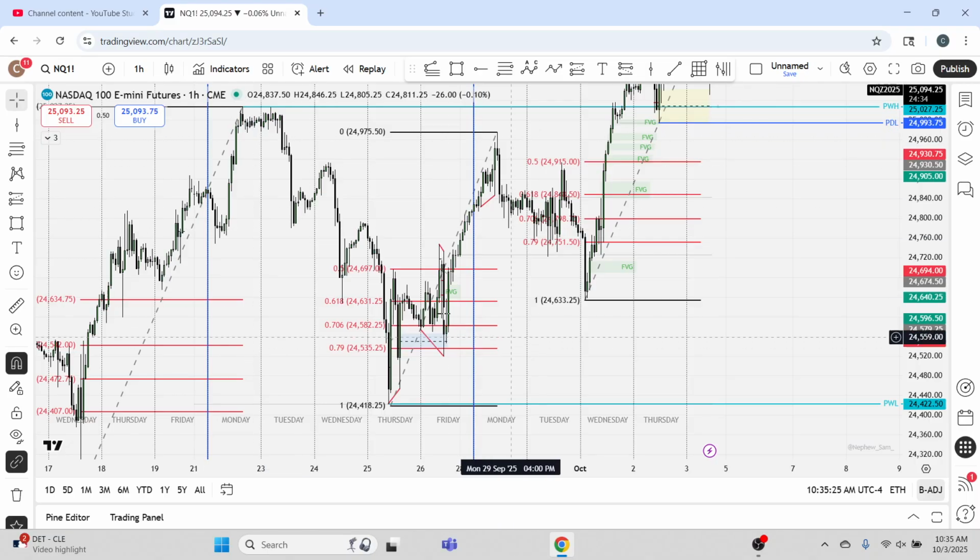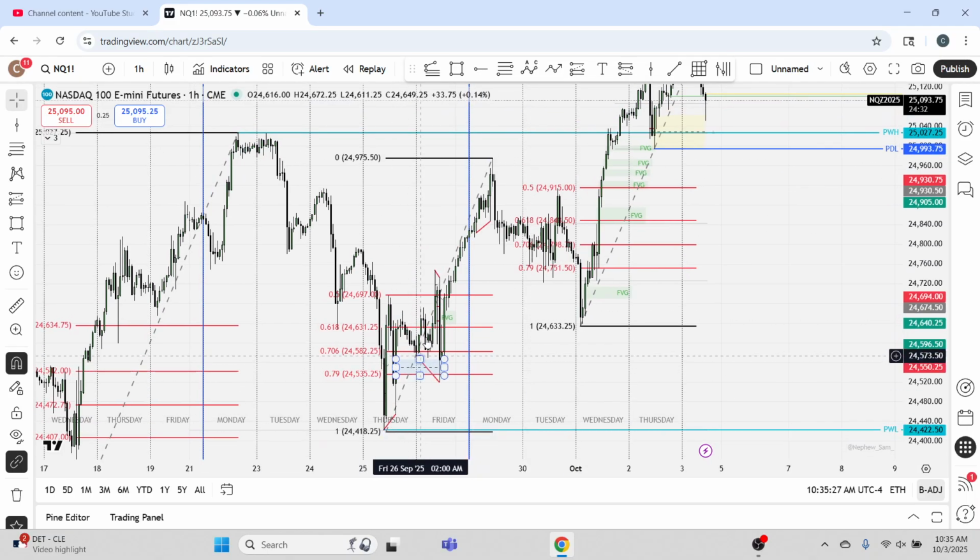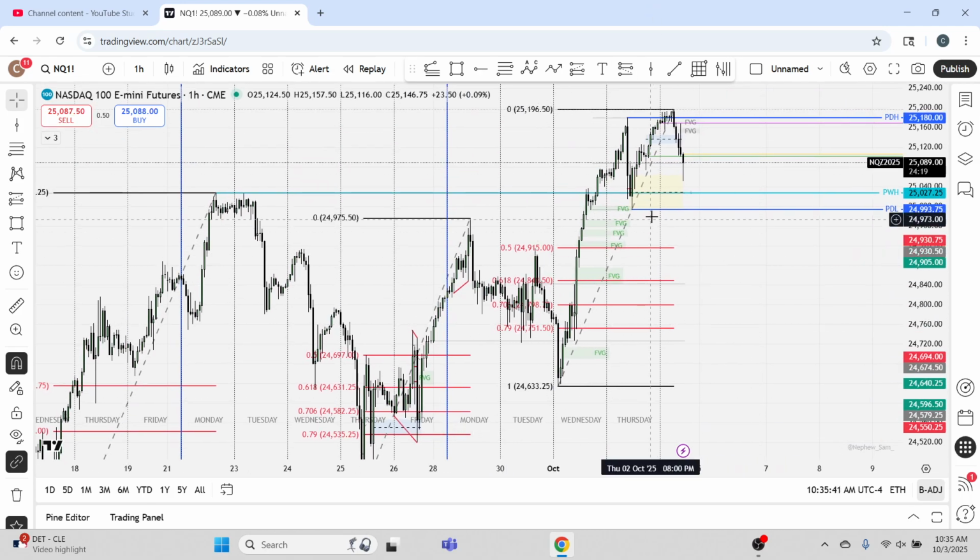Because it's the same thing I showed you here. The banks were buying contracts on this whole run up. And then once we come down to OTE, all of their short positions from this hedge are in profit. They're ready to close those shorts and then switch the market into a buy program again.